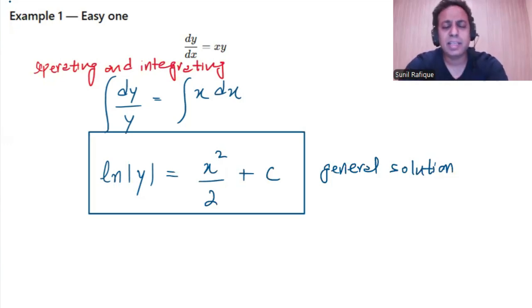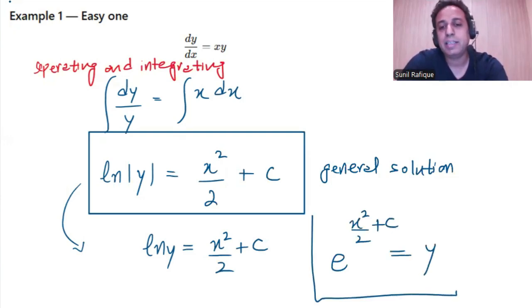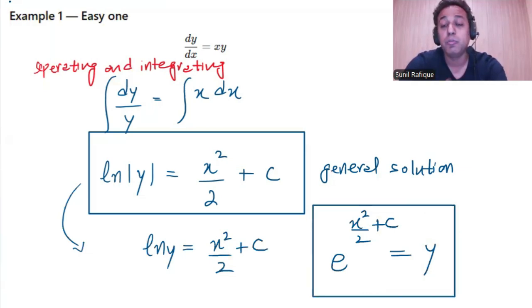But sometimes in exam questions, they take you a step further. They say make y the subject of the formula, or sometimes they say write y in terms of x. How do you solve that? So if you have ln y, the natural log of y, equals x squared over 2 plus c, you can write it in exponential form, y equals e to the power of x squared over 2 plus c. Well, that is your general solution, but y in terms of x. And there you have it.